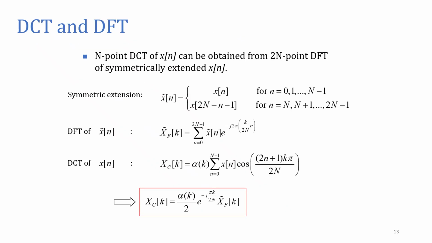Here is the equation. We can see the comparison of DCT and DFT. Any N-point DCT of x of n can be obtained from a 2N-point DFT of symmetrically extended x of n. So that is the equation given. The symmetric extension of x of n is given, and then the DFT of x of n for a one-dimensional value. Same way, the DCT of x of n is written. Now by comparing these two equations, we arrive at capital Xc of k equal to alpha of k by 2 e power minus j pi k by 2N times F of k. That is the final expression we get after relating both.